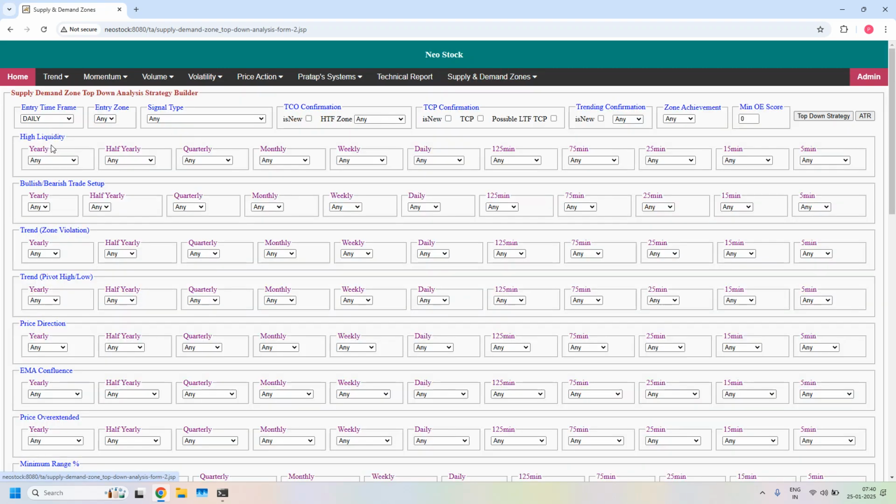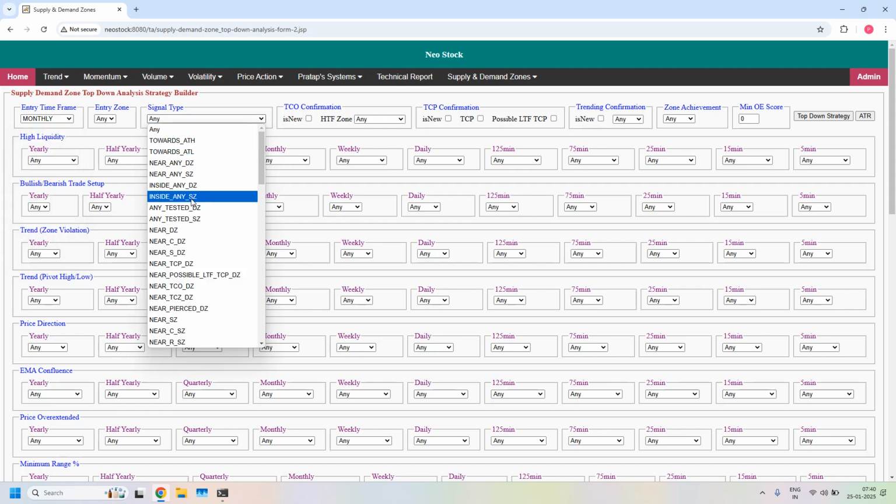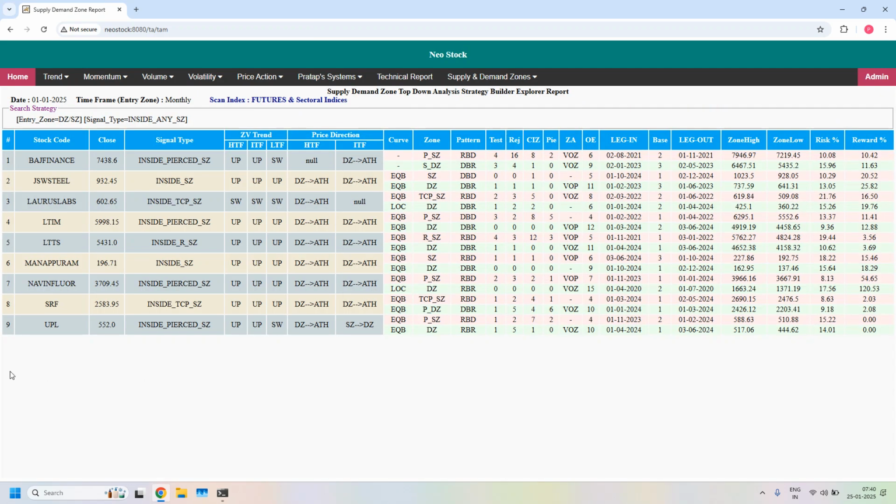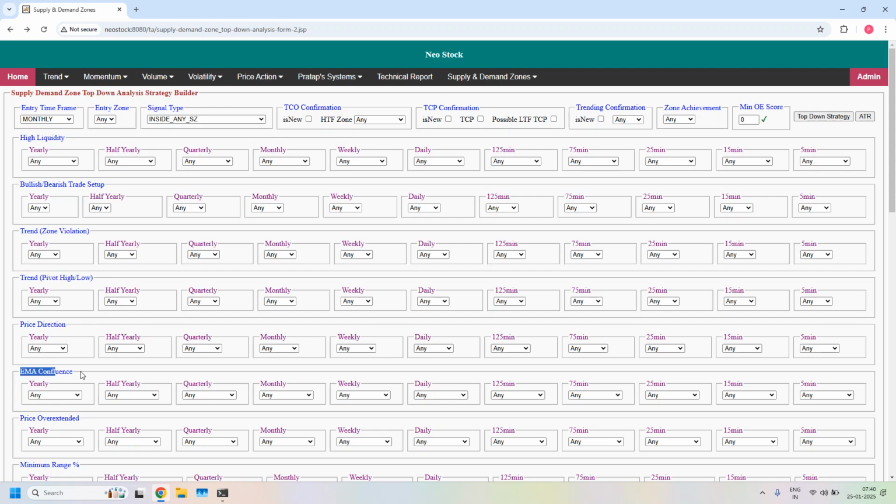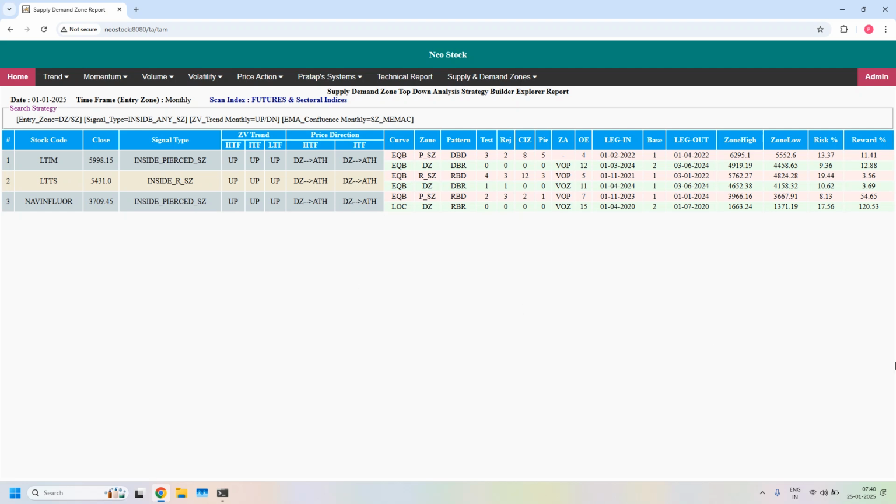Okay, next, monthly time frame. Price closed inside the monthly supply zone. We got 9 stocks. We can further filter with EMA Confluence on the monthly time frame: monthly supply zone having monthly EMA Confluence, and trend on monthly either up or down. With these filters, we got 3 stocks.